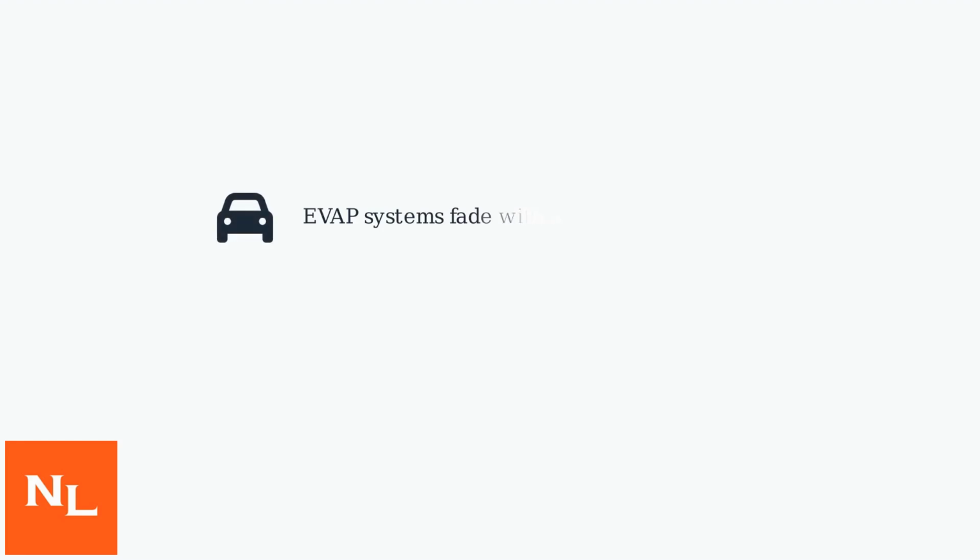As vehicles electrify, EVAP systems become less common in new cars. Electric vehicles lack these systems entirely, reducing future P0442 occurrences. By 2030, EVs may dominate 60% of new sales, decreasing repair demand for new vehicles. However, repair demand persists for the 200+ million older internal combustion engine vehicles on roads.